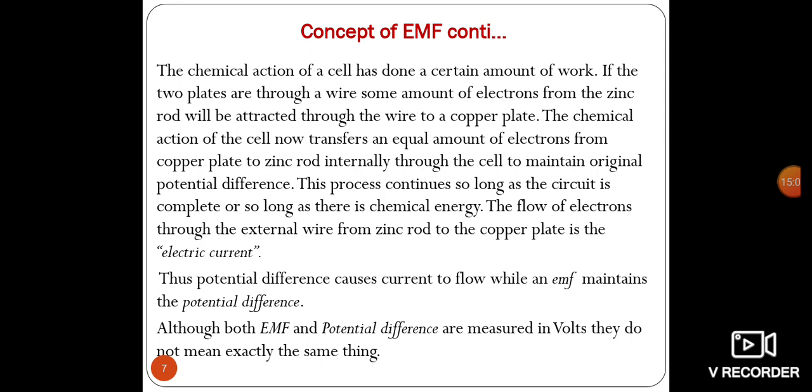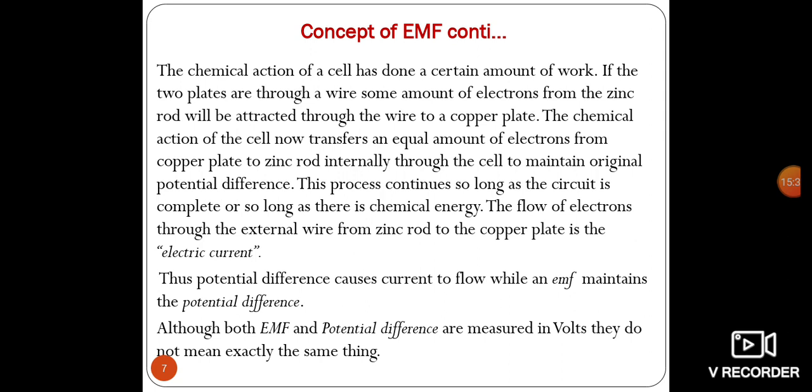The chemical action of the cell has done a certain amount of work. If the two plates are connected through a wire, some amount of electrons from the zinc rod will be attracted through the wire to the copper plate. So because of the work done by the chemical action, some of the electrons move from the zinc electrode to the copper electrode through a wire which is connected to the two electrodes.